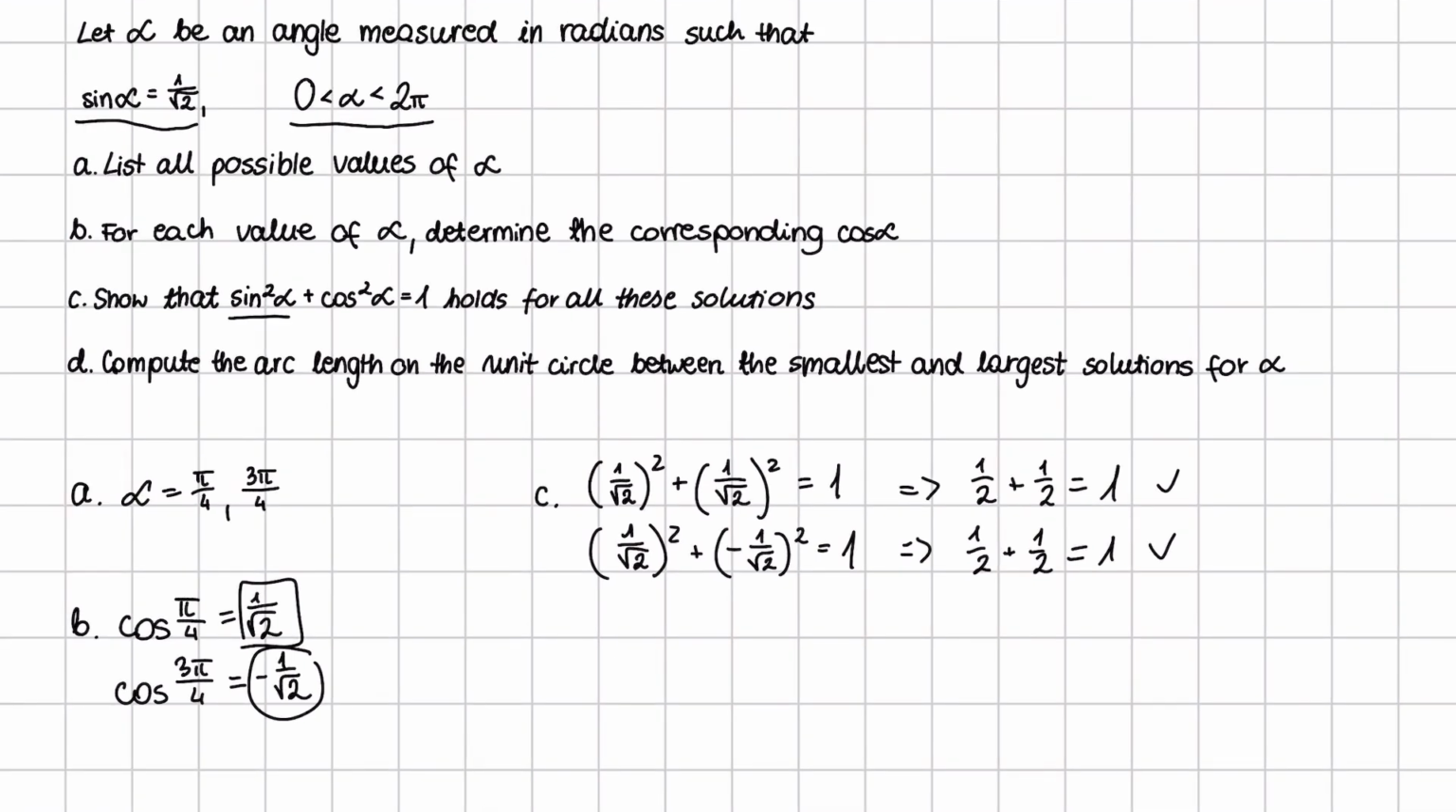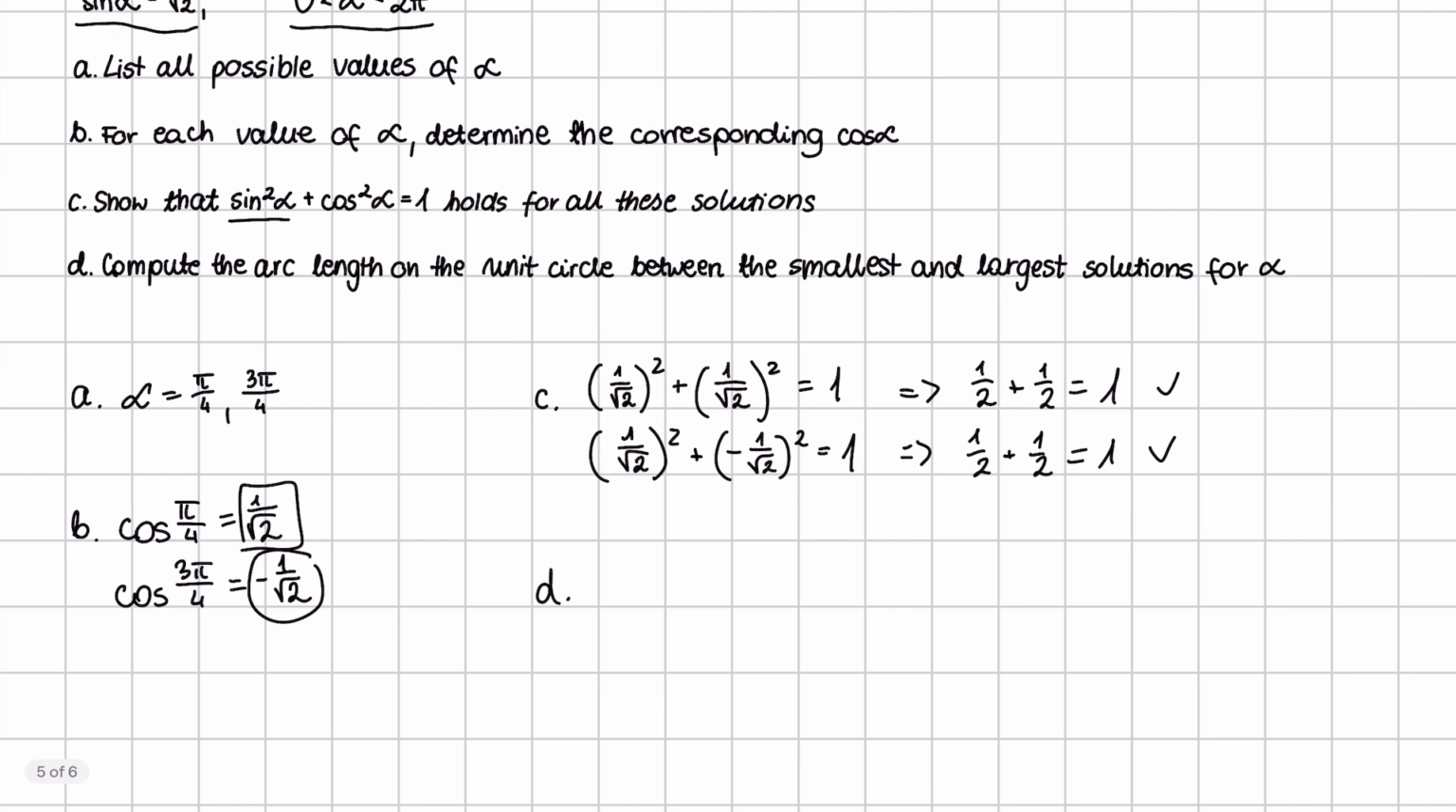D, compute the arc length on the unit circle between the smallest and largest solutions for alpha. So let's firstly rewrite our formula for length of an arc from the booklet. So L equals R times our angle. We have unit circle. So in unit circle, R is always 1, and we have to compute the arc length on the unit circle between the smallest and largest solutions for alpha.